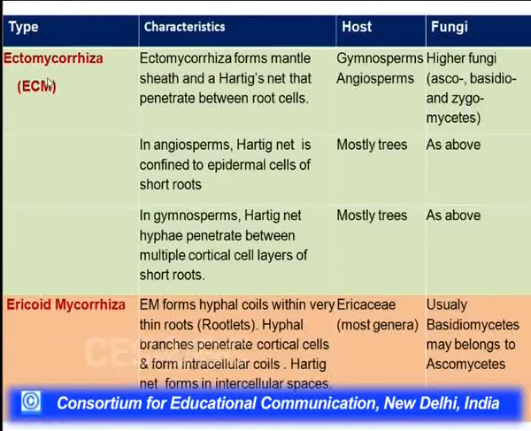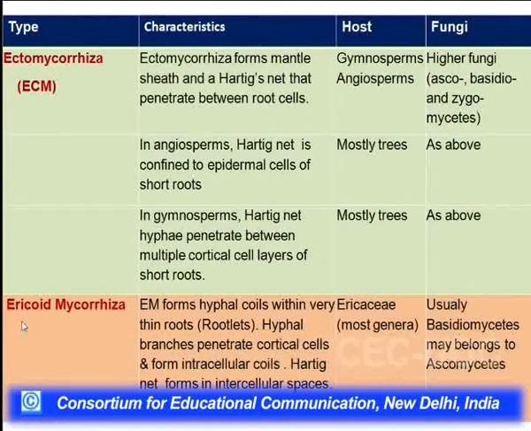In the case of ectomycorrhiza, the ectomycorrhizal fungi form a mantle sheath and a Hartig net that penetrates between root cells. Ectomycorrhizal fungi colonize gymnospermic plants as well as angiospermic plants, and they belong to the classes Ascomycetes, Basidiomycetes and Zygomycetes. In angiosperms, the Hartig net is confined to epidermal cells of short roots, whereas in gymnosperms, Hartig net hyphae penetrate between multiple cortical cell layers of short roots.